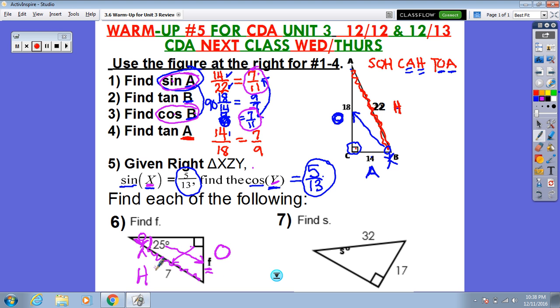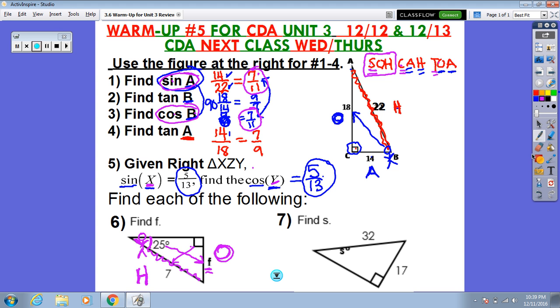So after we figure out what sides they gave us, I need to figure out which of my trig functions I am going to be using. Are we going to be using the sine, cosine, or tangent? All you have to look at is what they gave you. They gave me opposite and hypotenuse. So which one has an O and an H in it? That is the sine function. So that's how we're going to find our answer.